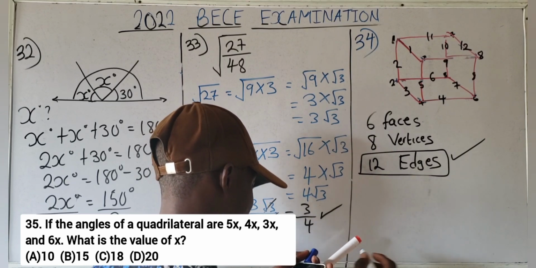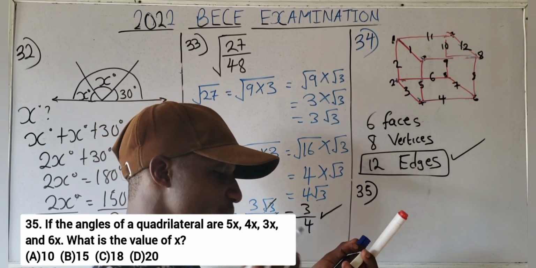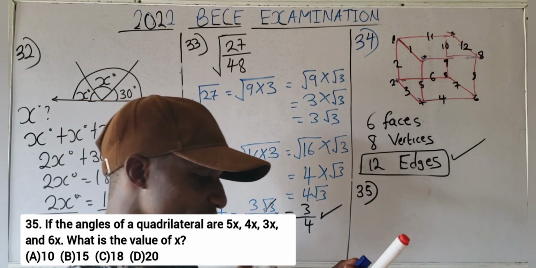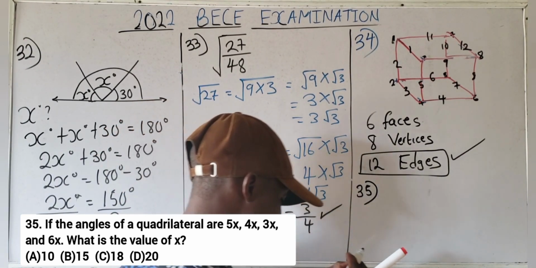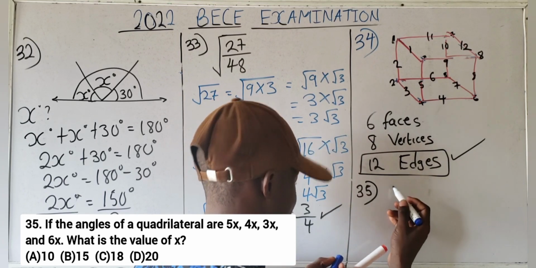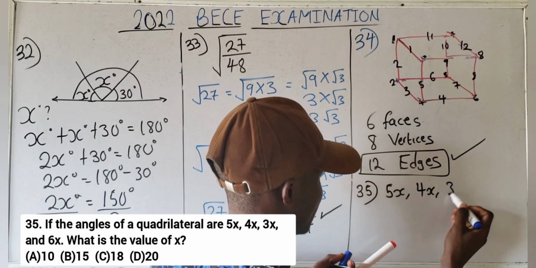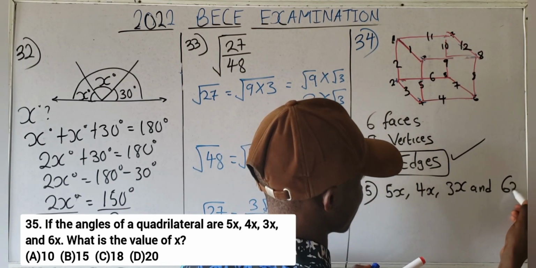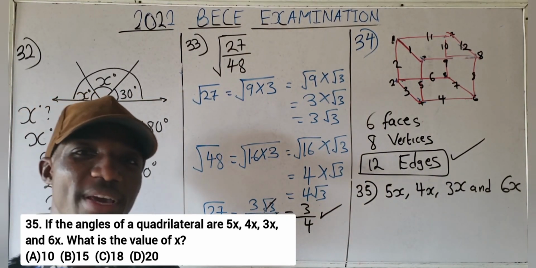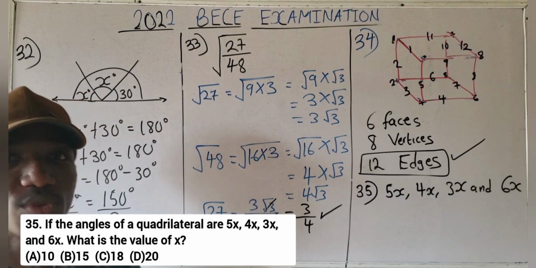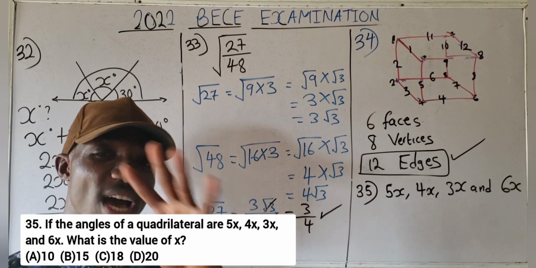For question number 35, if the angles of a quadrilateral are 5x, 4x, 3x, and 6x, what is the value of x? Listen. Before you can answer the question, you have to know what is meant by a quadrilateral. Any shape that has 4 angles is what we regard as a quadrilateral, and because it has 4 angles, it has 4 sides.